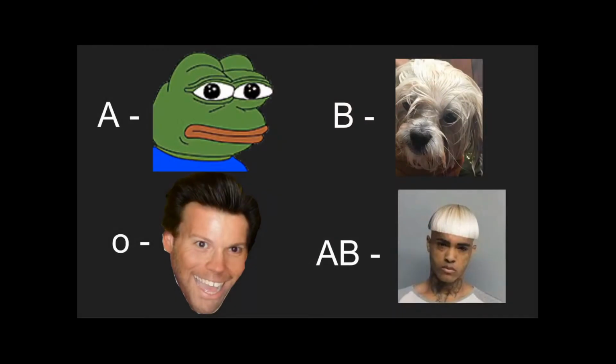As you can see, there are 3 alleles, one being A, the second being B, and the third being O, which is the recessive allele, and AB being the combination of both A and B alleles.